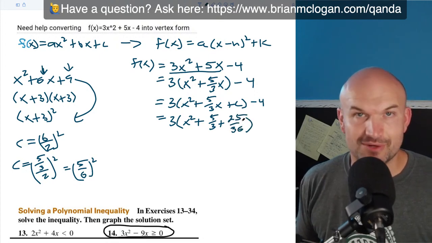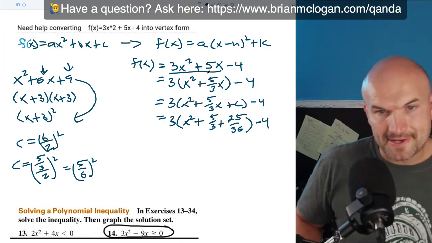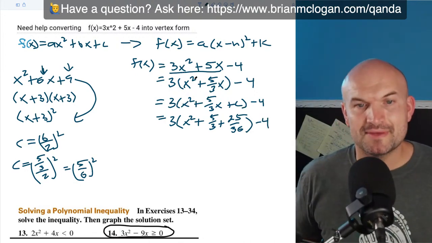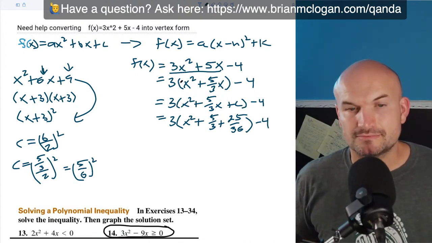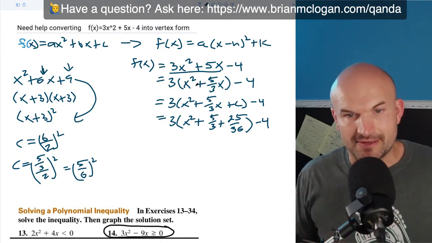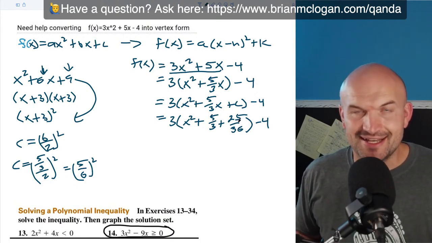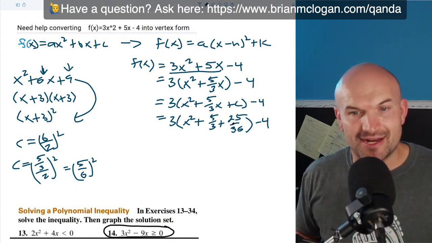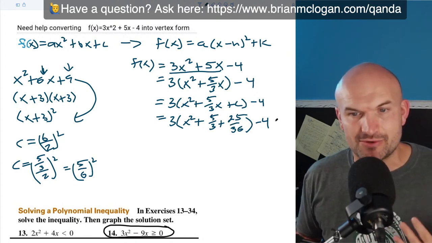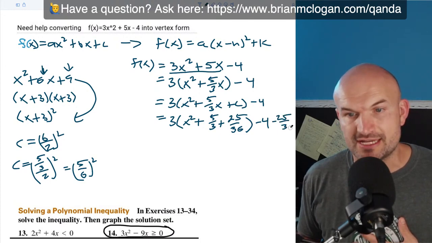25/36. Okay, now this is where things start to get a little confusing. What I want you to understand is that when I factored out the 3, I didn't really change anything on this side of the equation. I just factored out the 3. However, when I add a 25/36 here on the right-hand side, you just can't randomly add a number. Whatever you add, if you want to keep this equation pure, you're going to have to subtract it. So I need to subtract a 25/36.